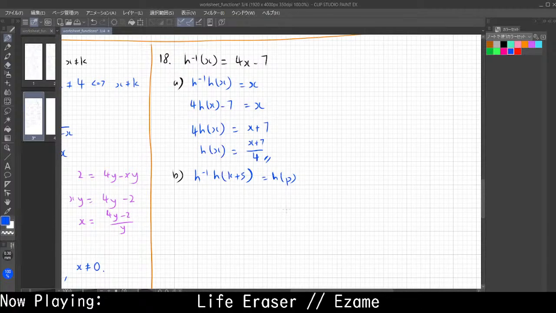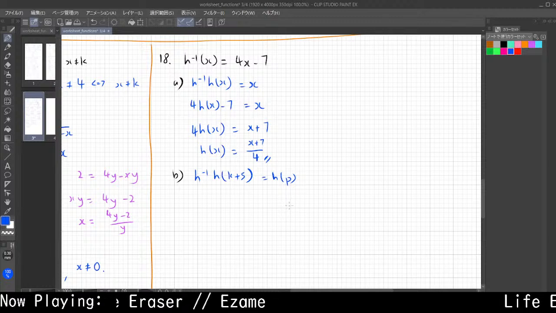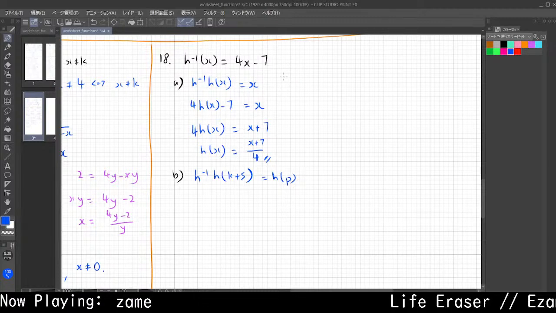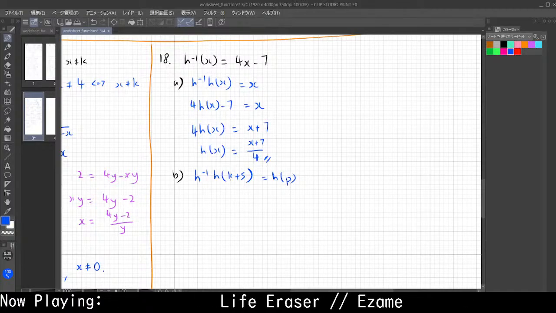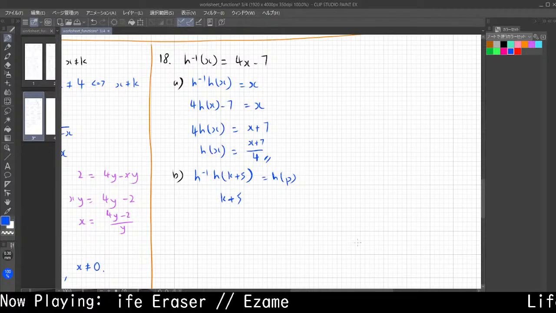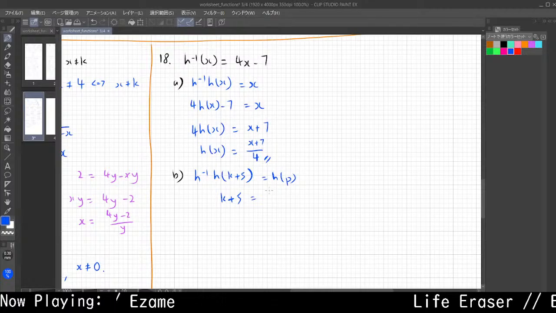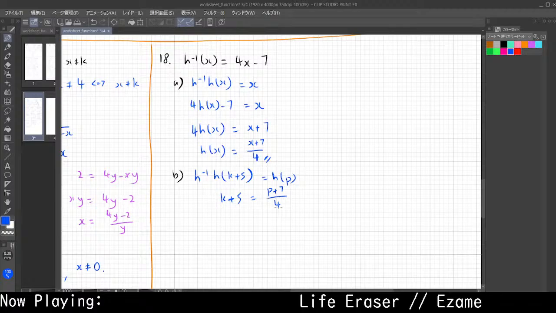h inverse h bracket K plus 5. h inverse h is just x itself, as we have used over here in part A. So this automatically just becomes whatever is inside the bracket, so it's just K plus 5. h(P), h is x plus 7 over 4, x is P, so P plus 7 over 4.